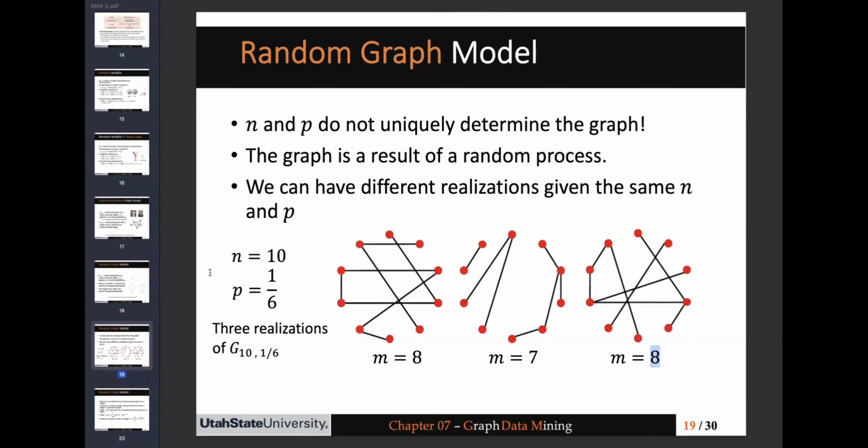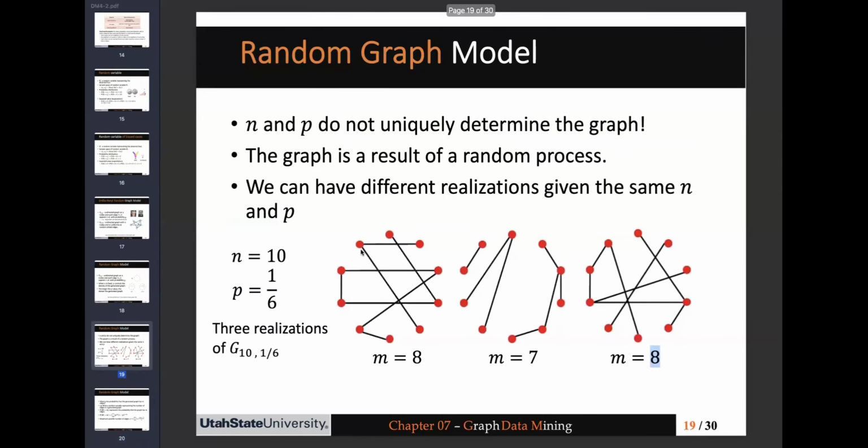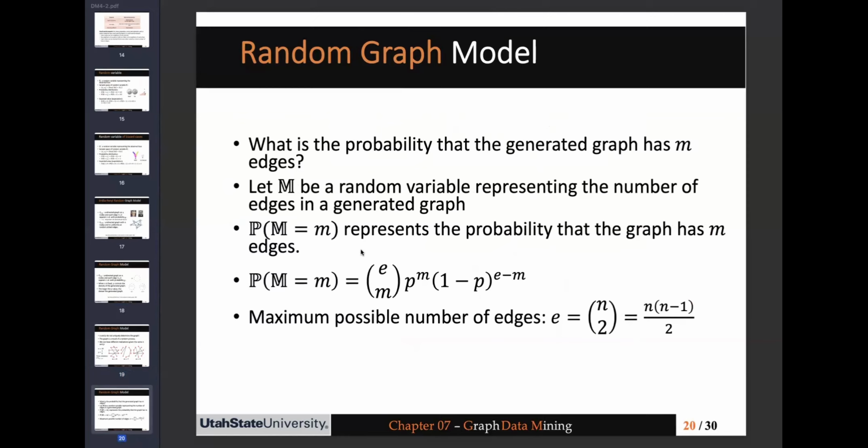If you're using a network with m edges, I can choose different random nodes to put the edge in between them in any graph example. Okay, so now let's move on to more technical stuff, and the number of edges as a random variable is our next topic.